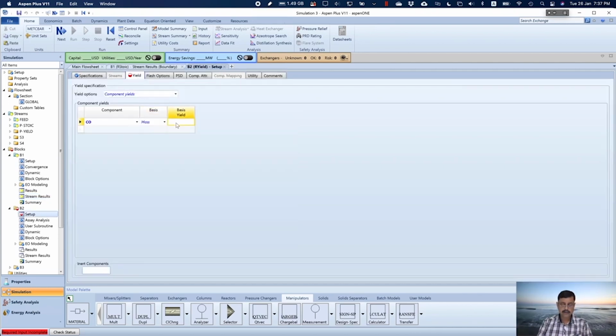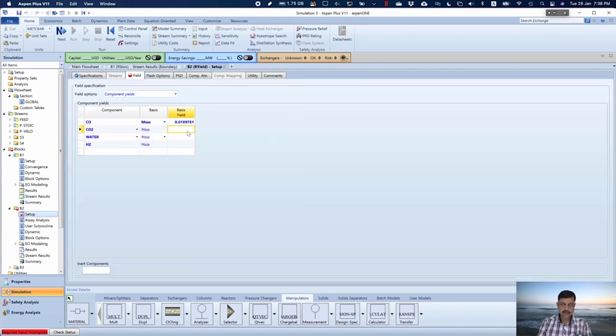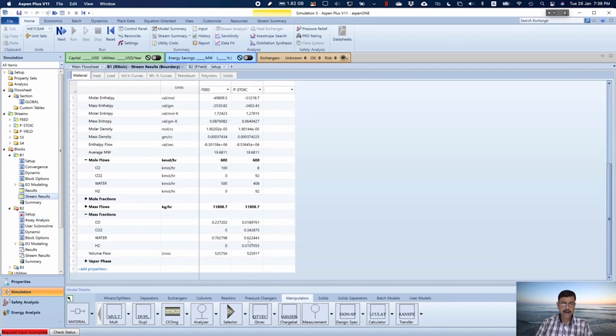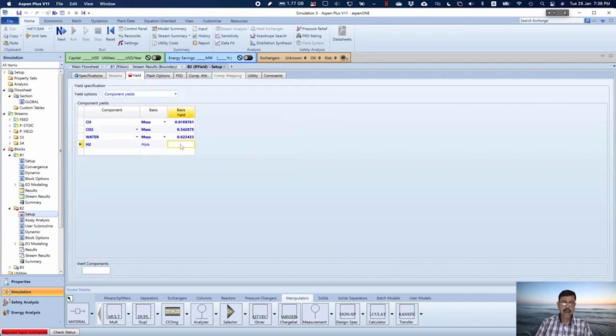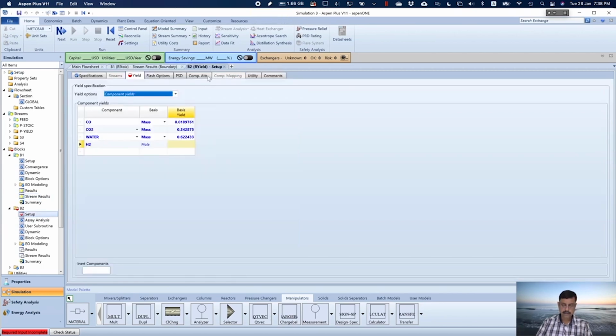0.0189761. Carbon dioxide, again mass basis, water mass basis, and hydrogen again mass basis. So carbon dioxide will have 0.342875, water 0.622443, and finally hydrogen 0.0157055. So all the component yields are specified. So we can run the simulation.